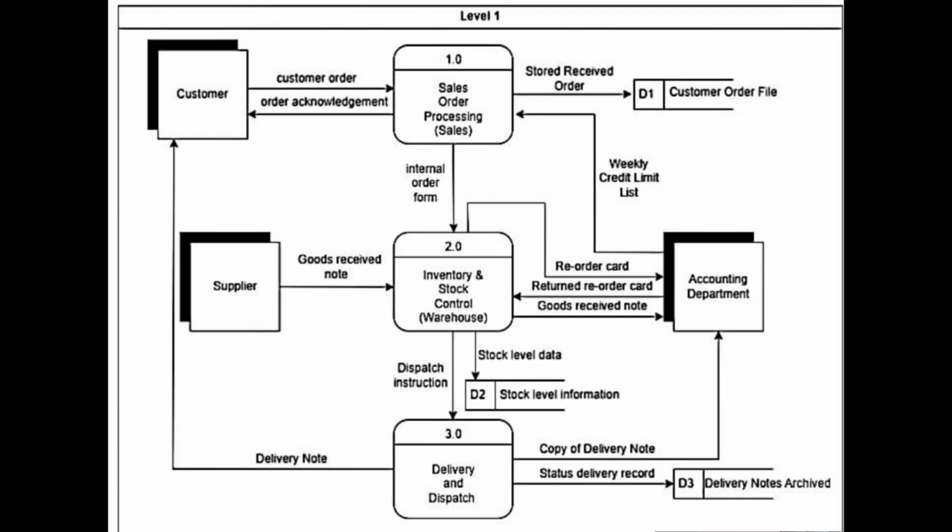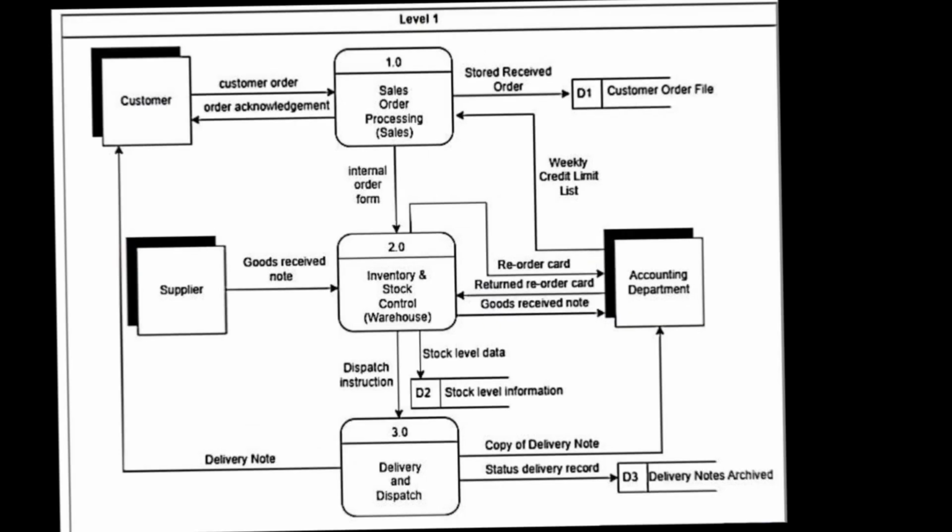Overall, the DFD Level 1 presents a continuous and logical flow of data across sales, warehouse, and dispatch operations. It clearly shows how customer orders are processed, how inventory is managed, how deliveries are completed, and how supporting information is shared with accounting. This architectural technique provides a clear understanding of the system operations and supports efficient coordination between all involved entities.